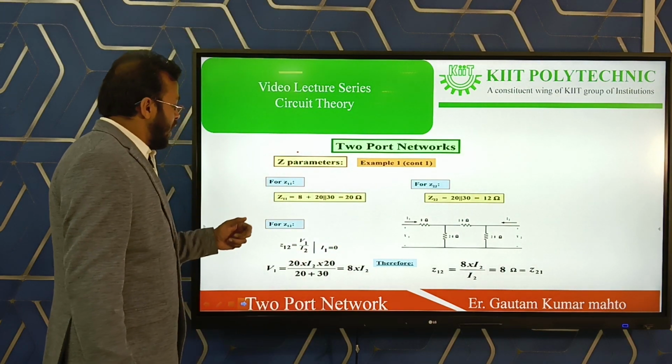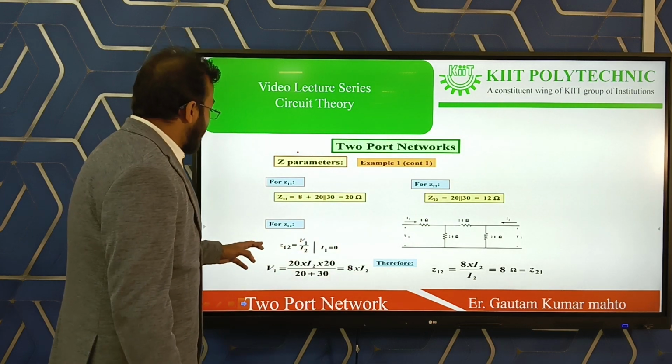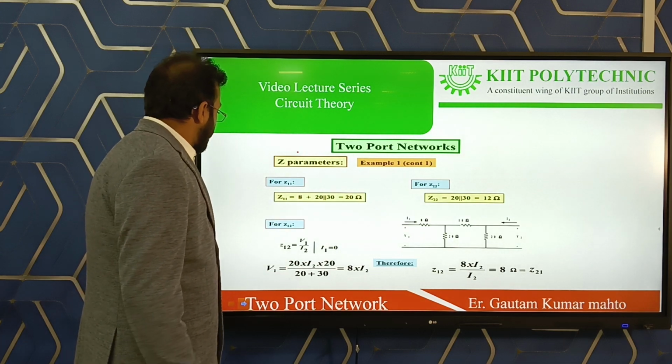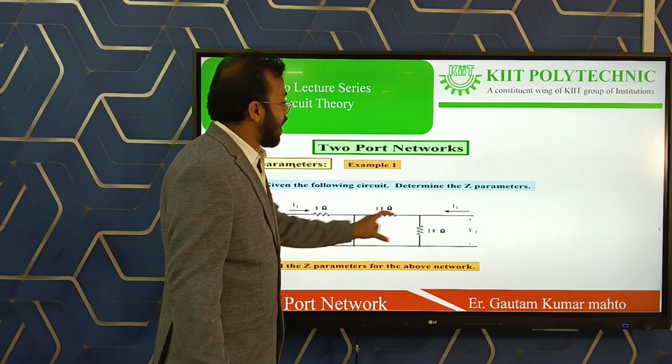Then similarly, when we are calculating Z12, in that case I1 is equal to 0, and when you write the first equation with I1 equal to 0, you will get V1 by I2. So here the I1 part is 0, so what is the value of V1 by I2?